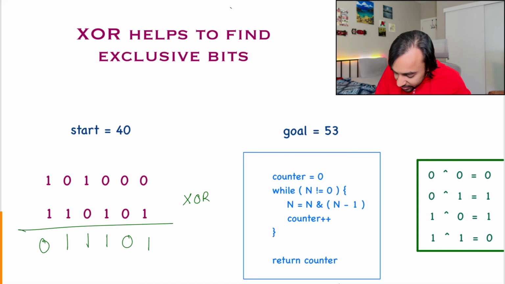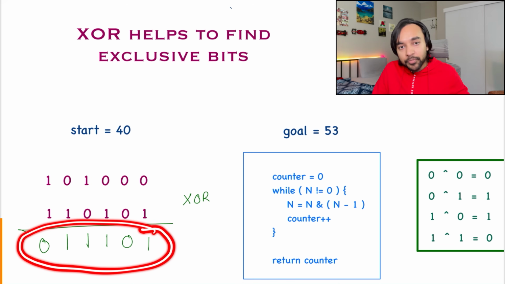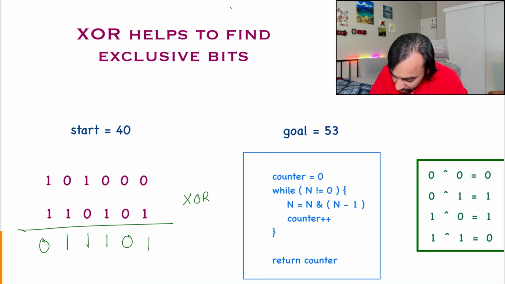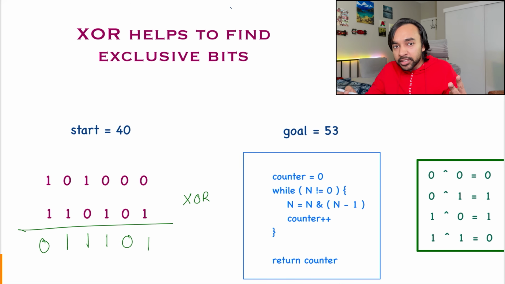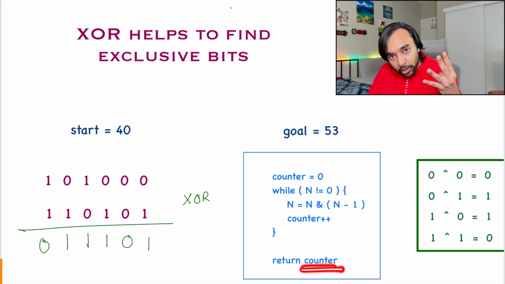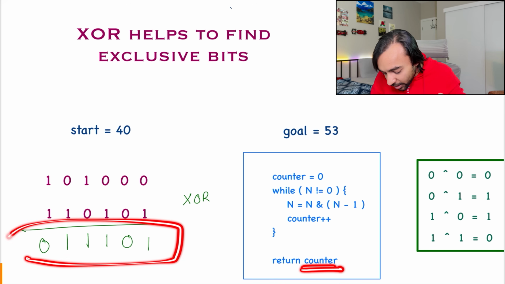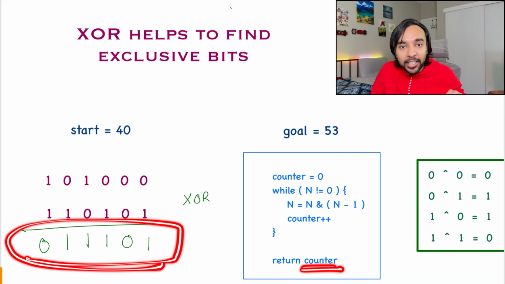So what will happen in this case? This number will keep on reducing to 0. In the first iteration, this will become 0. In the second iteration, this will become 0. Then this and then this. So after 4 iterations, this entire number is 0. Counter will have 4. It means this number had 4 bits set.